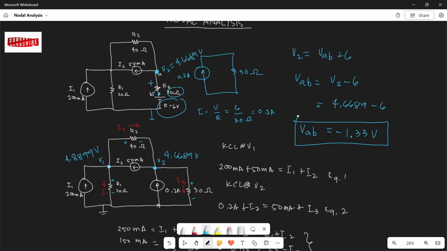Okay, so here's our answer for this problem. We were able to solve this problem using nodal analysis.